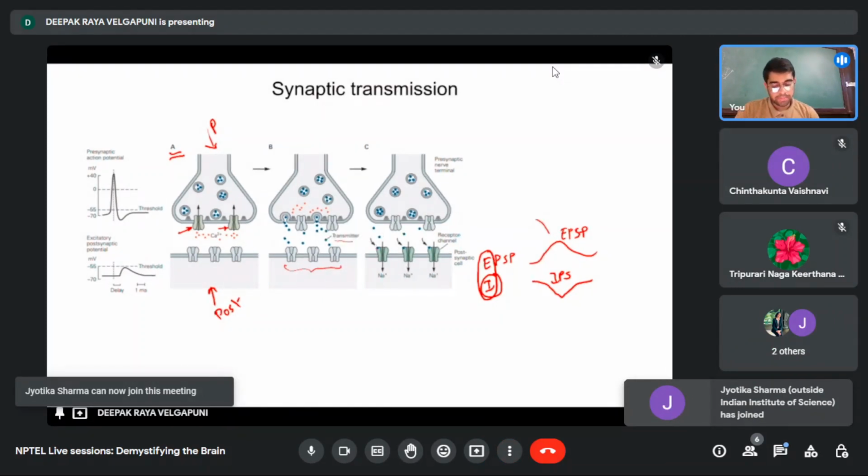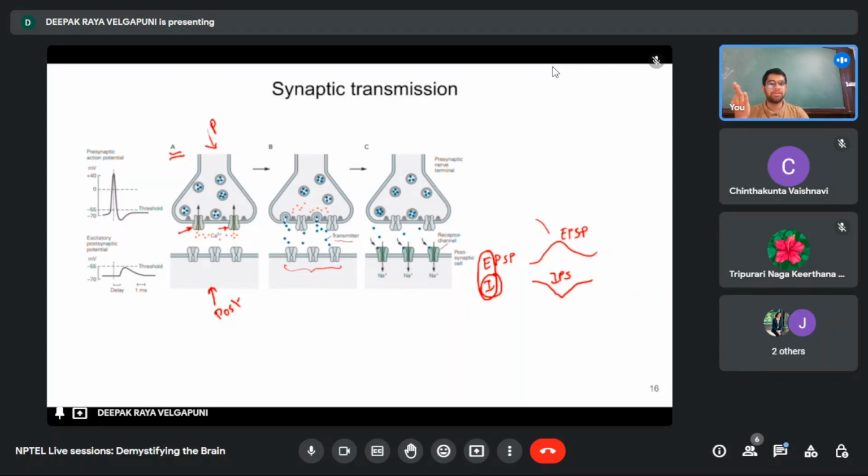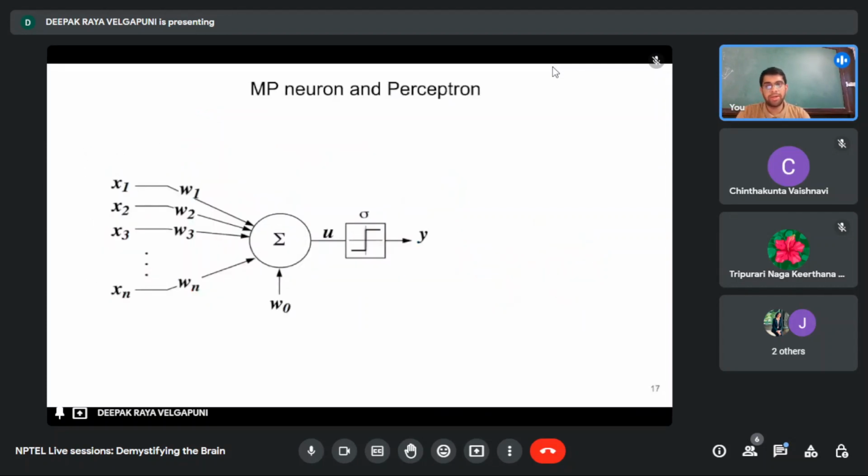Okay. So far we have seen action potential, synaptic transmission, action potential propagation, some equivalent circuit models, and how to calculate membrane potential and the different stages of action potential. Now let's shift a little bit to a computational model of a neuron.